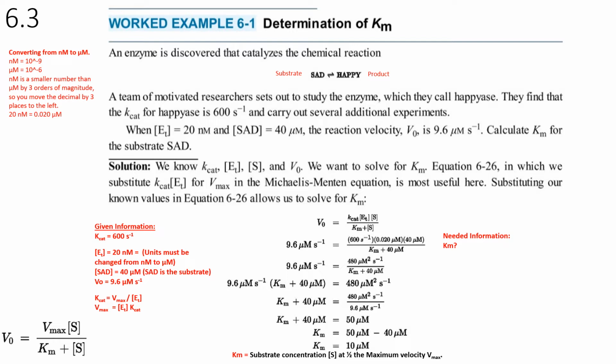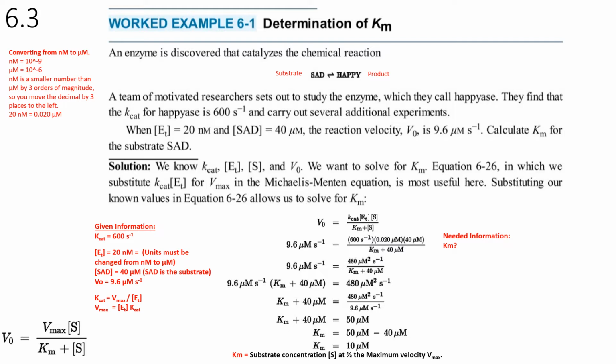So then you end up with 9.6 micromolar per second times parentheses Km plus 40 micromolar is equal to 480 micromolar squared per second. So then you can divide by this value, because remember that parentheses here means that you're multiplying. So the opposite of that is division. So you divide by 9.6 and you're left with Km plus 40 micromolar is equal to 480 micromolar squared per second divided by 9.6 micromolar per second. So Km plus 40 micromolar is equal to 50 micromolar.